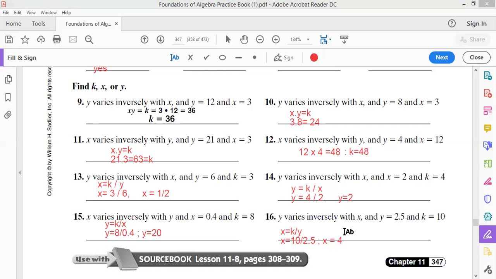Ziad, can I go to next page? Tell me in comment. Yes or no? Is he listening to us or no? Because he doesn't have a mic or something.